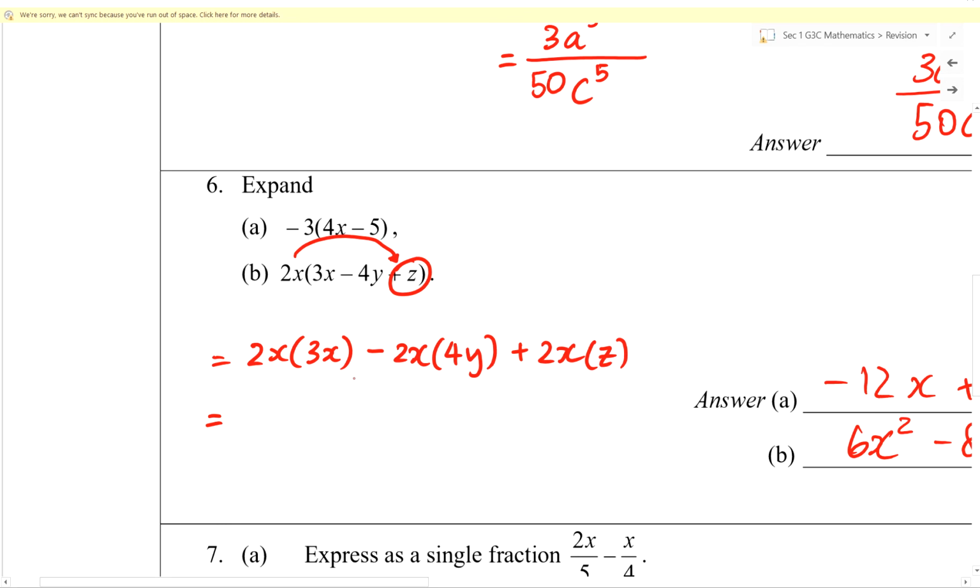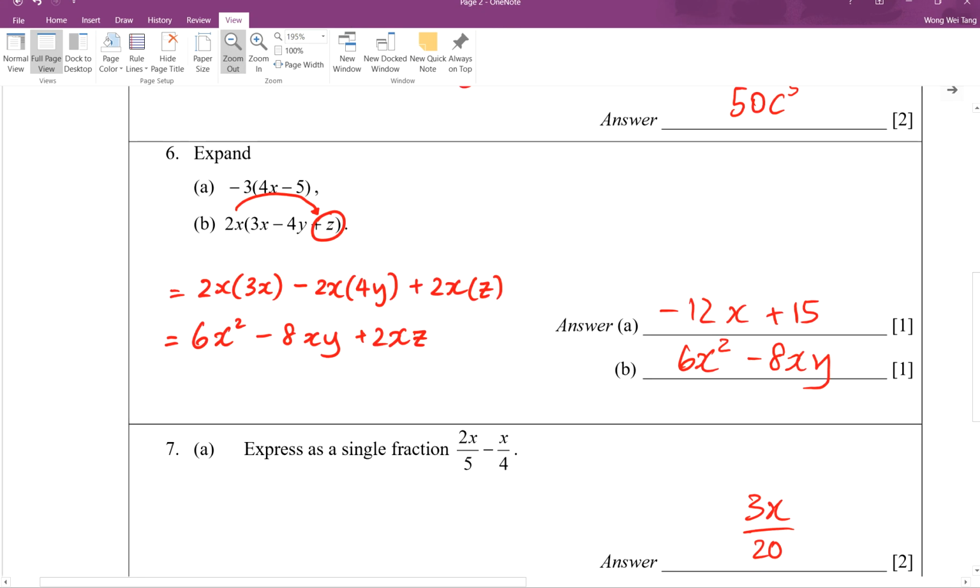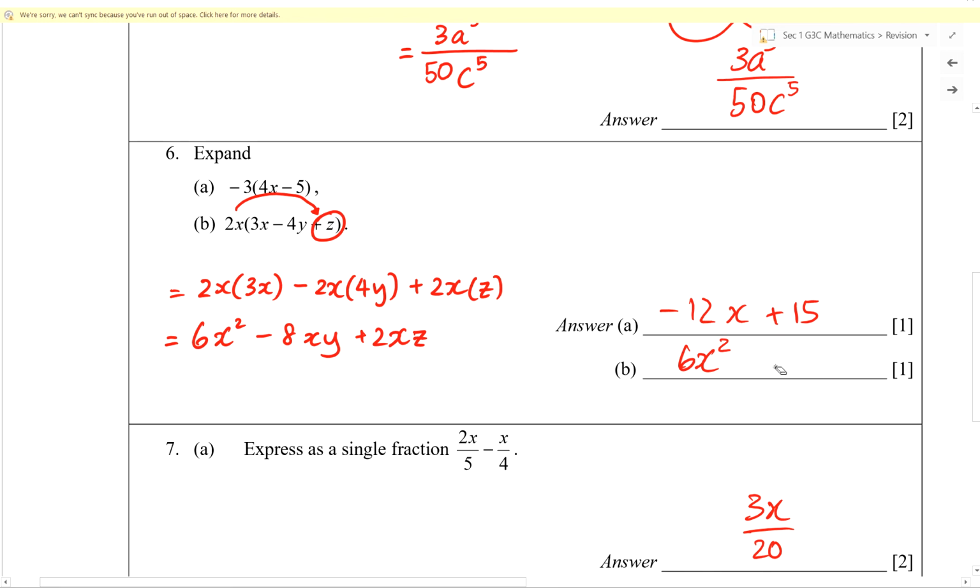6x squared. Okay, so the number times the number first. 6x squared. Next, minus 2 times 4, minus 8xy, plus 2xz. No wonder you all have problems with this. The answer here is wrong. It should be 6x squared minus 8xy plus 2xz. Okay?